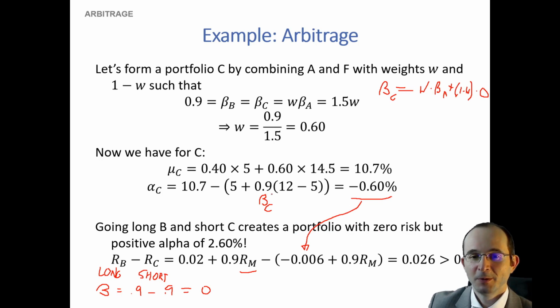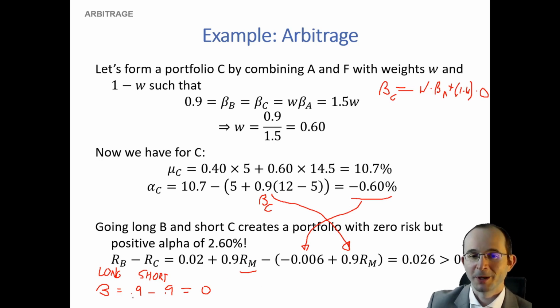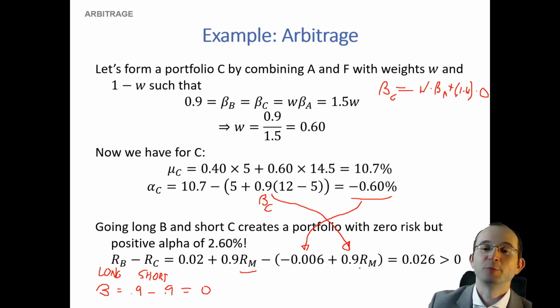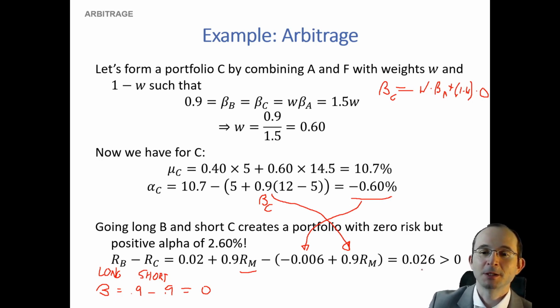But it also has a 0.9 beta exposure to the macro risk factor, and that, since we're short, is actually subtracted from our long-short portfolio's exposure, and that's why the two of them actually cancel each other out. Portfolio B has positive 0.9 exposure to the macro factor. Portfolio C has positive 0.9 as well. If we are short C but long B, our net exposure to the macro risk factor is 0. And our expected return is 2.6%.